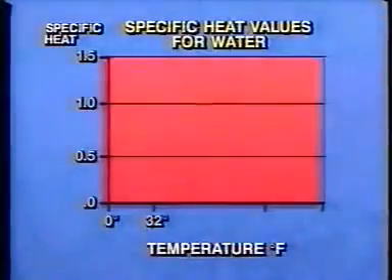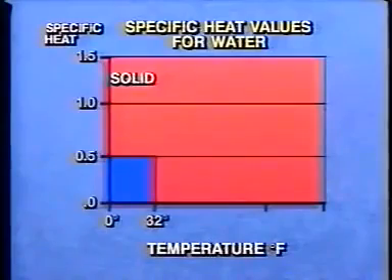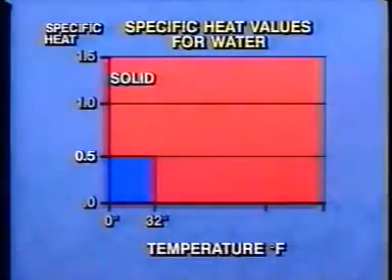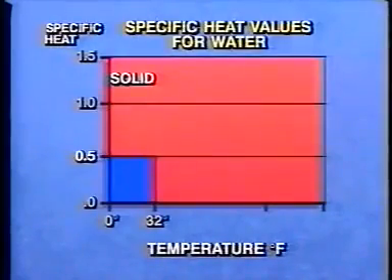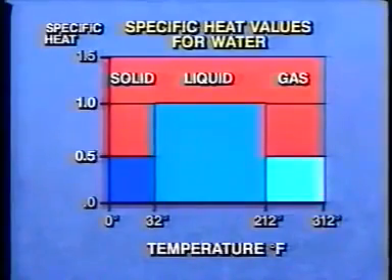This graph will show something interesting about water. The specific heat of water varies with its phase. Water as a solid requires 0.5 BTU for 1 pound to increase by 1 degree. In the liquid state, the specific heat is 1.0 BTU per pound per degree. And in the gaseous phase, the specific heat returns to 0.5.